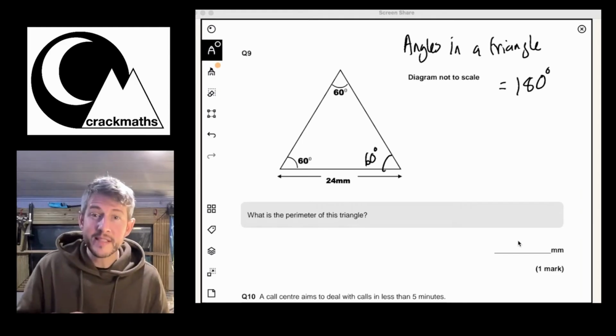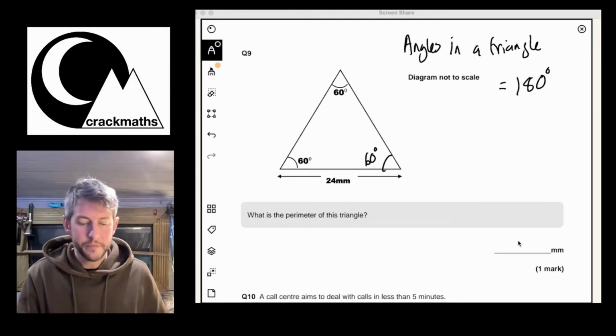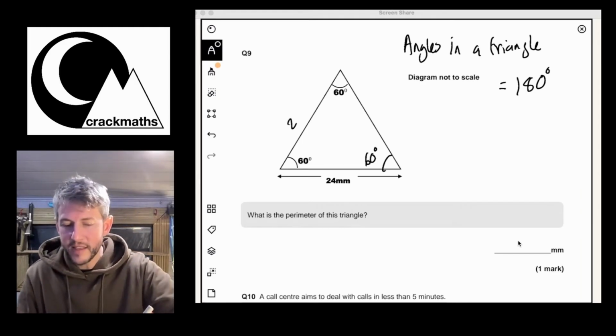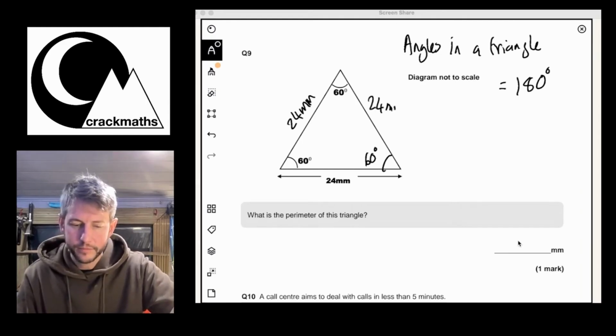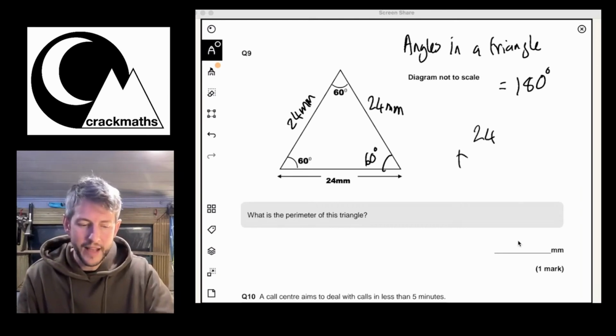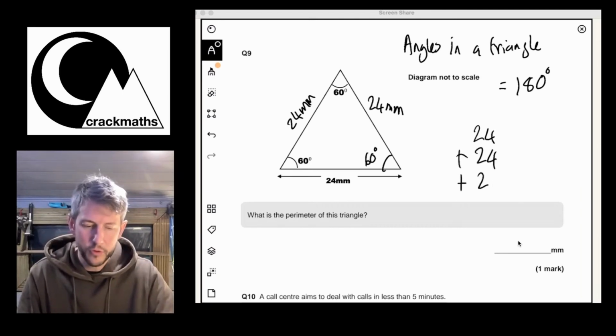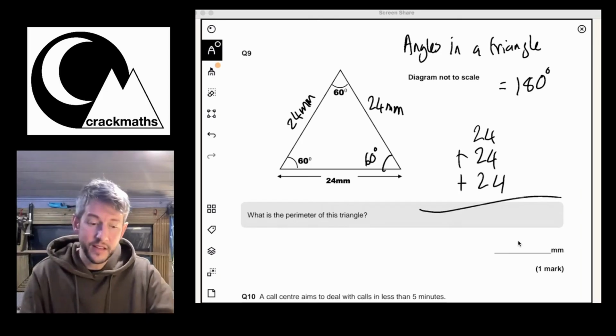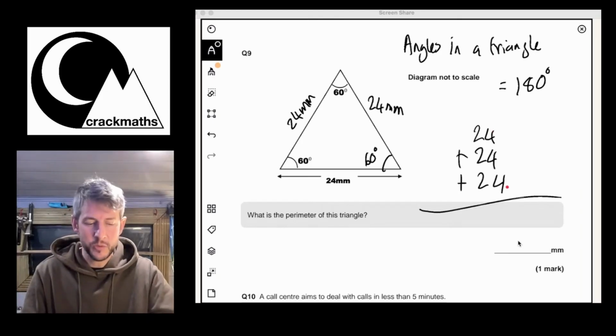So if we know that this side is 24 millimetres, we know that each of these sides is going to be 24 millimetres. So the perimeter of this triangle will be 24, add 24, add 24. Okay, and that's going to give us 4, 8, 12.